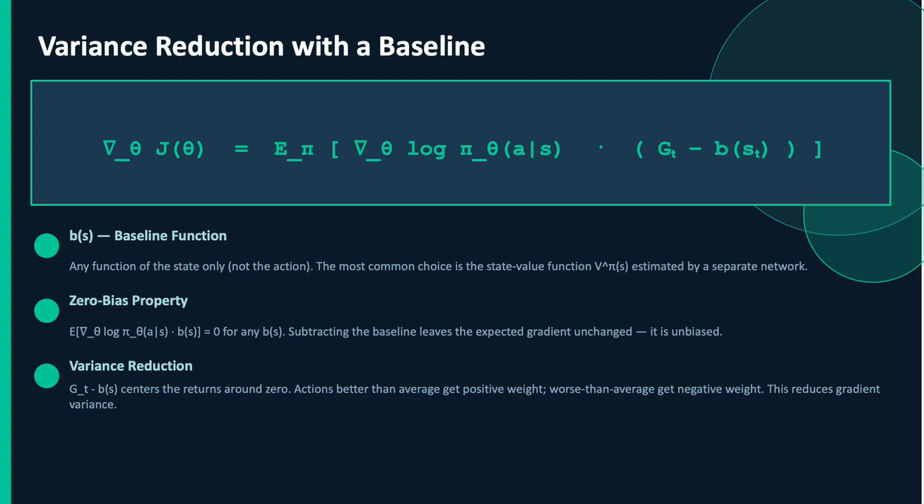The baseline trick is the single most impactful improvement you can make to REINFORCE, and it's elegant because it reduces variance without introducing any bias. Instead of weighting the score function gradient by G_t directly, we weight it by G_t minus b(S_t), where b is a function of the current state. The baseline-subtracted quantity acts as a centered, reduced-noise estimate of the action value.